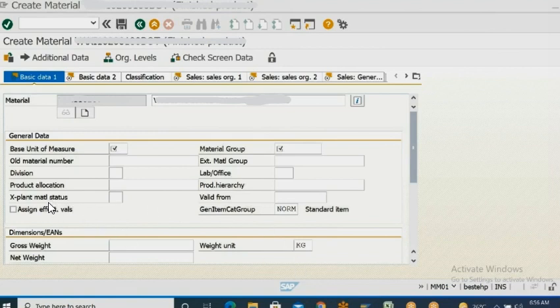Next is material status. This will help to block the material across all the plants. So if you want to block the material, then mention the valid from date. Next is general item category group. This field is one of the parameters to determine the item category in the inbound delivery process. Next is gross weight. It is the total weight of the product including package. Net weight is the actual weight of the product without packaging.